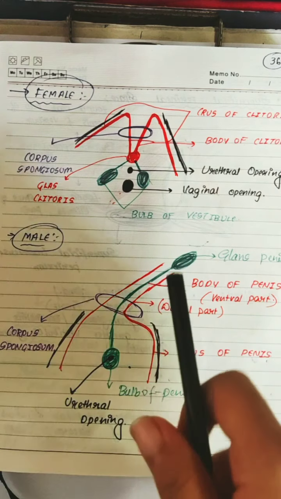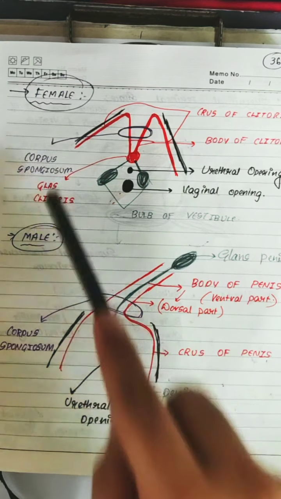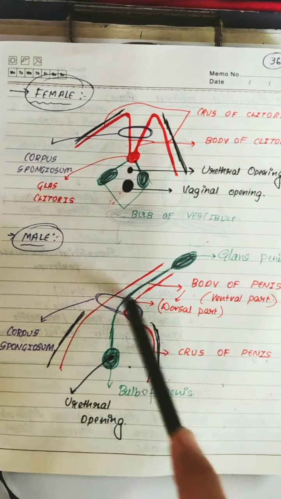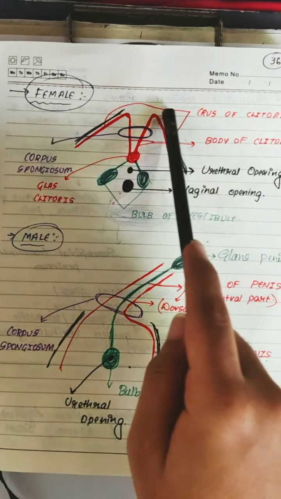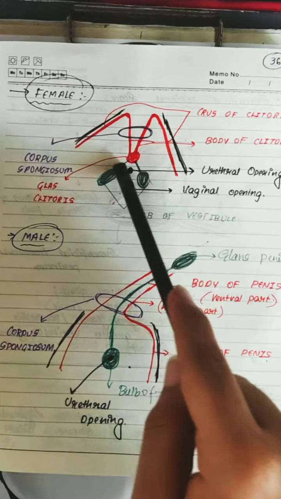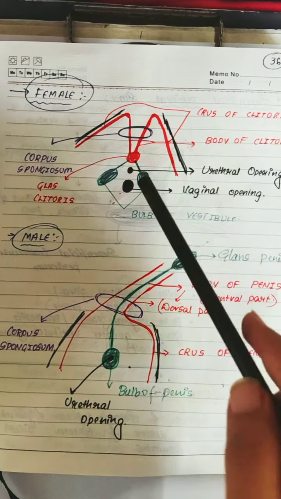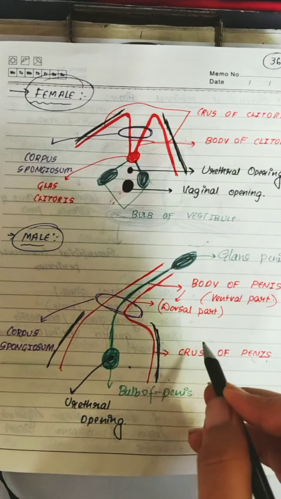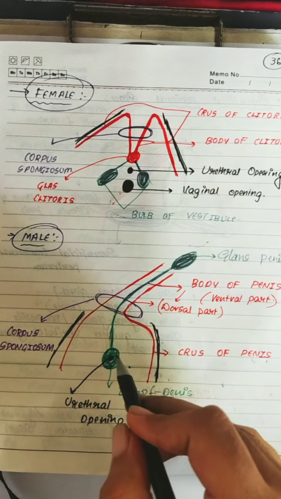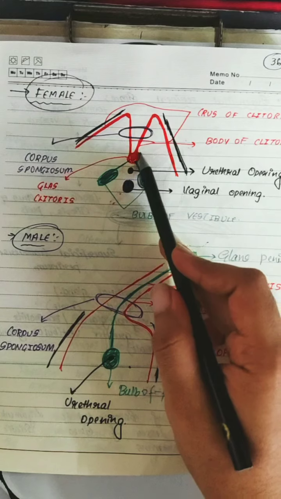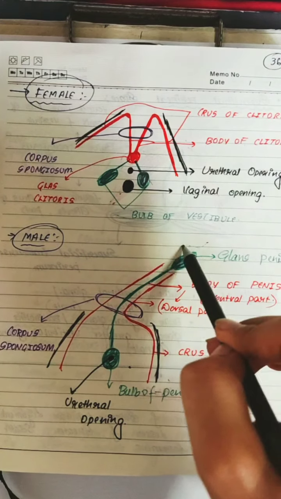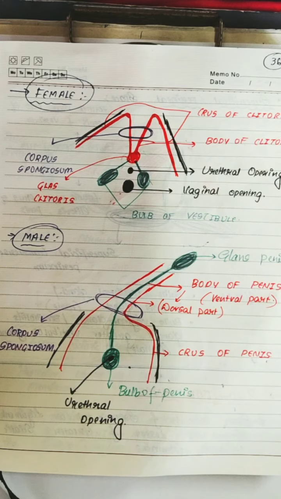Then if we speak about the corpus spongiosum, this structure forms the bulb of penis and the bulb of vagina or the bulb of vestibule. It has the glans penis inside it and the glans clitoris inside it. Glans penis as well as the glans clitoris.